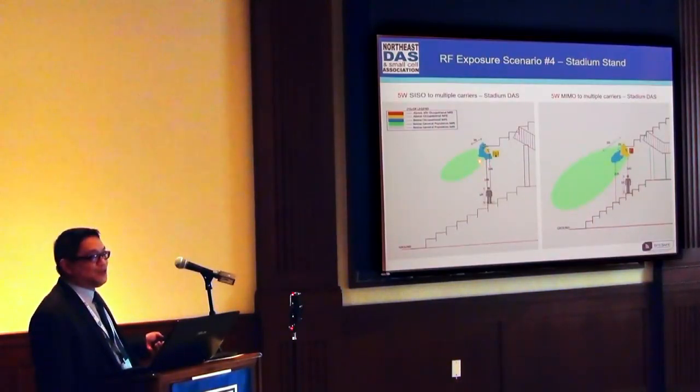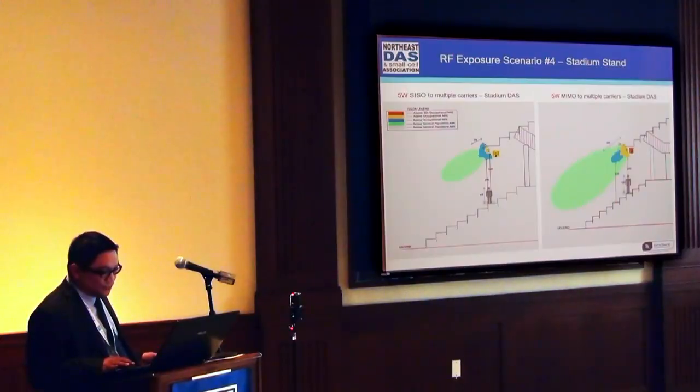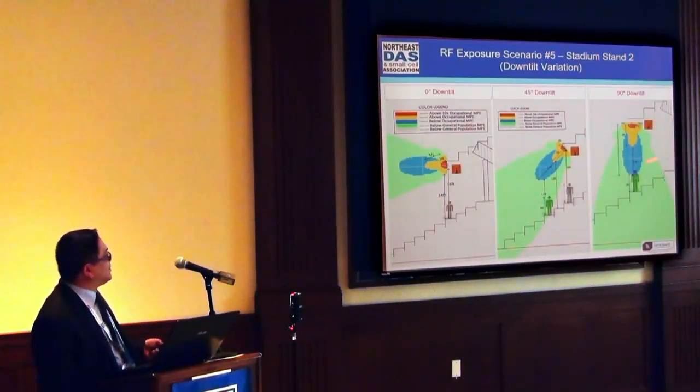But nobody actually likes to consider that, right? Now what happens, for example, if you have a 5-watt MIMO multi-carrier on a DAS? Again, it's the same thing. You have to consider the fact that the signals are now actually getting even stronger. Here's an example of a stadium using remote radio heads or small cell. And as you can see, it is possible that you can be out of compliance.